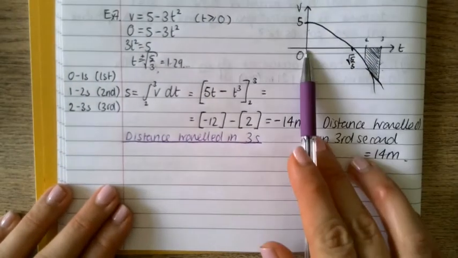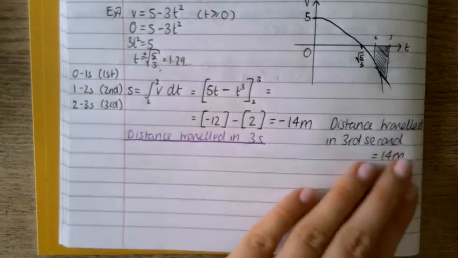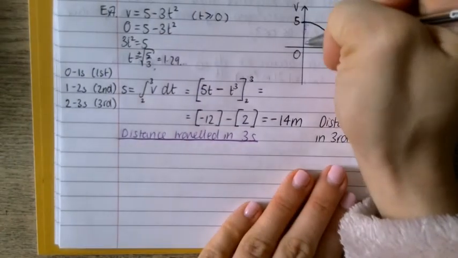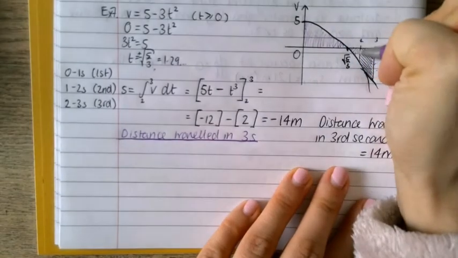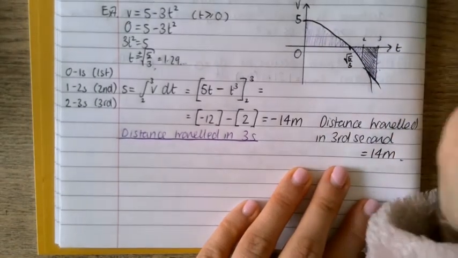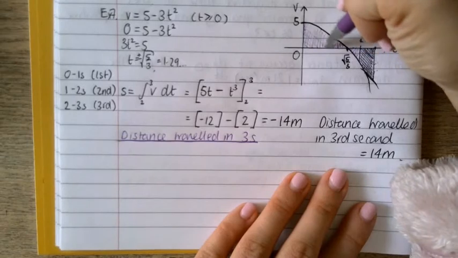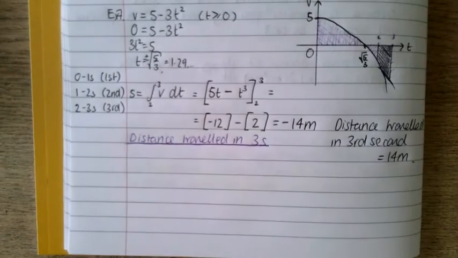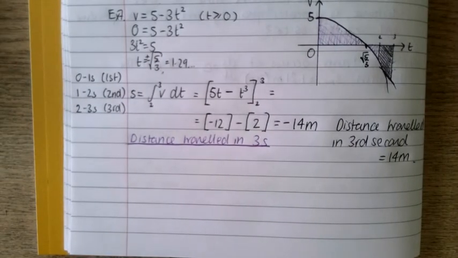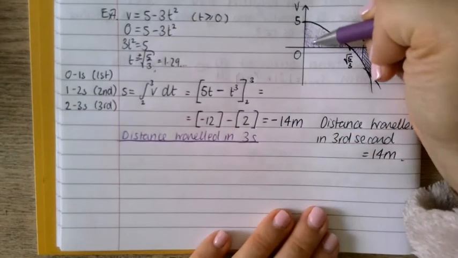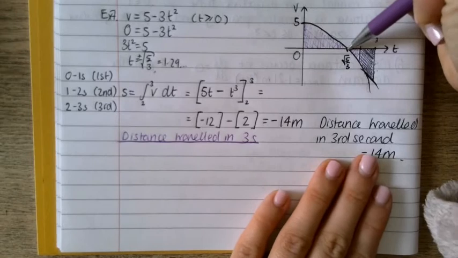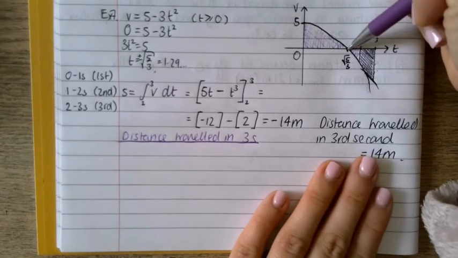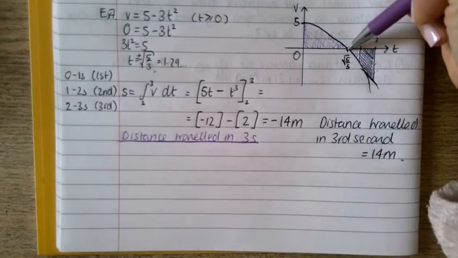Okay, so I want the area from here all the way up to here. Okay, I want all of this area. But remember, distance is a scalar quantity. So this area between 0 and root 5 over 3, that's going to be a positive area. Great, because distance is positive, that's going to be positive, so it's fine.